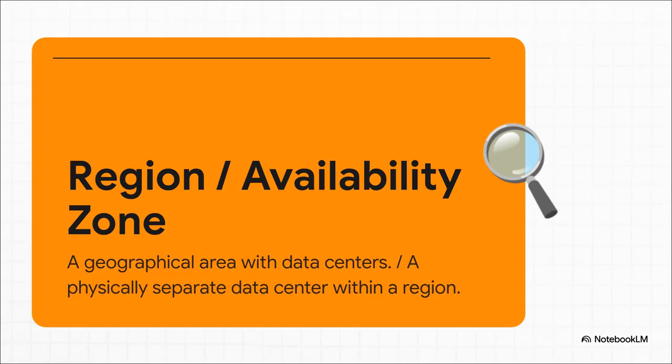Okay, so what exactly is a region? Well, think of a region like choosing the country where you're going to build your city. And inside that region, you have these things called availability zones. Now, these are the real game changer. They're separate physical data centers, each with its own independent power, cooling, and networking. It's like having 3 different power grids for your city. If one goes out, no problem. The others are still running. This is the secret sauce to how Azure keeps your apps online even when things go wrong.